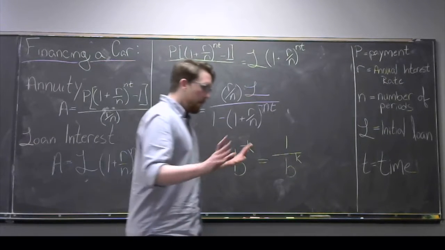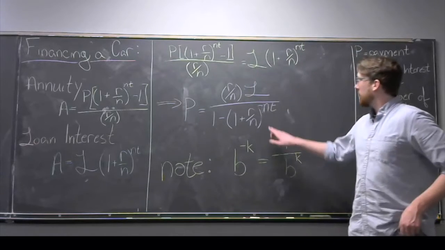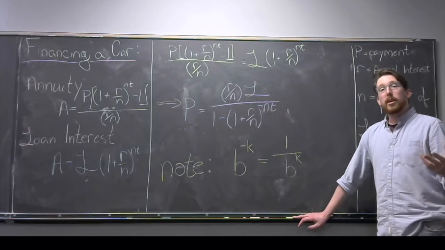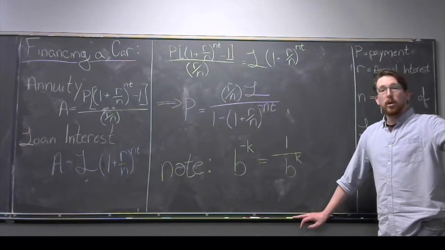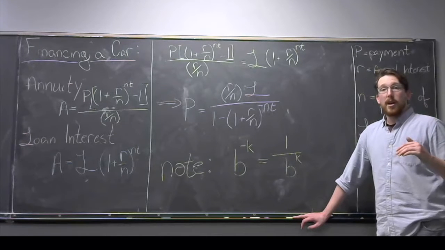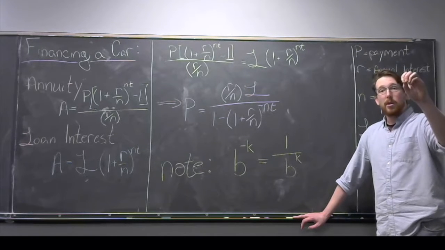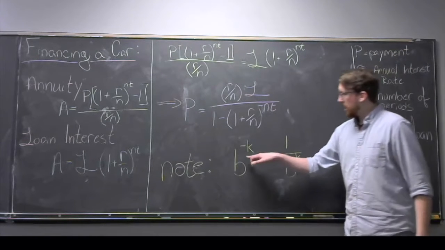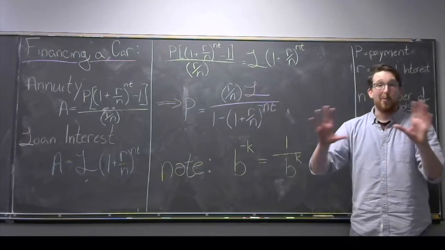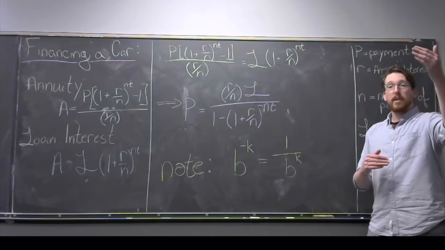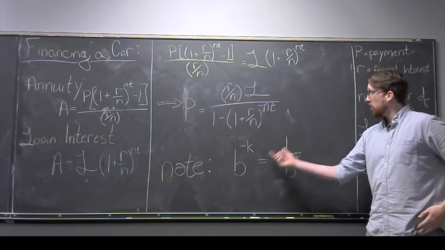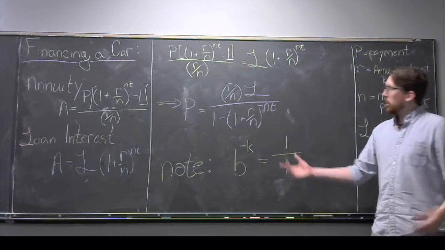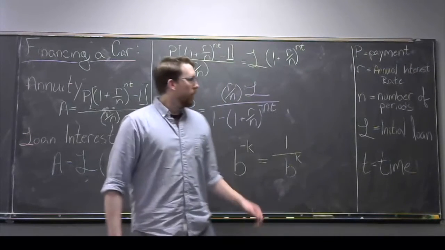So before I move on, I want to note something. This negative power, what does that mean? Well, anytime you take something and raise it to a negative power, that is the same thing as saying, I want to take that thing, raise it to the power, and I want to put that in the denominator. So imagine we have just some random number b. We raise it to the negative k power. That is equal to 1 over b to the k power. And that's all we're saying here.